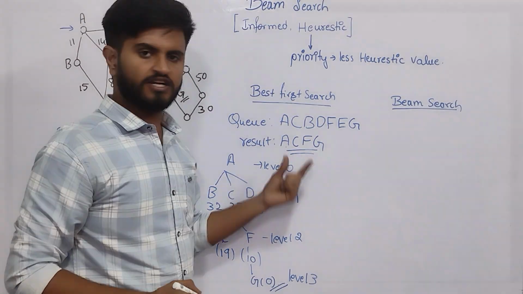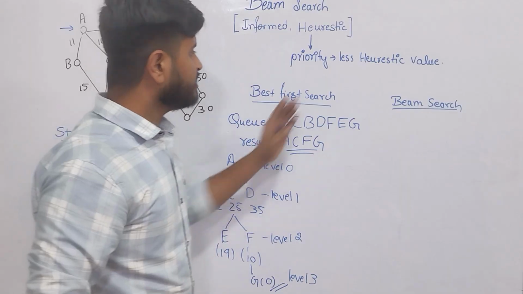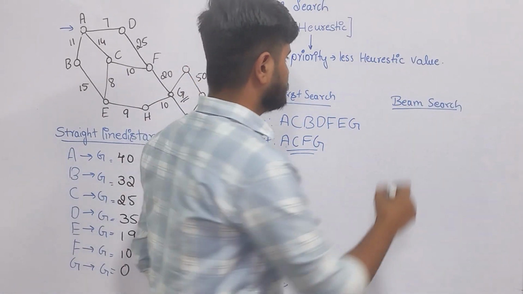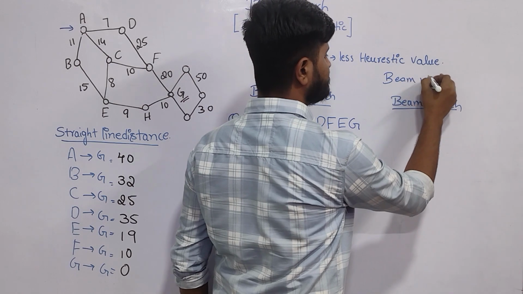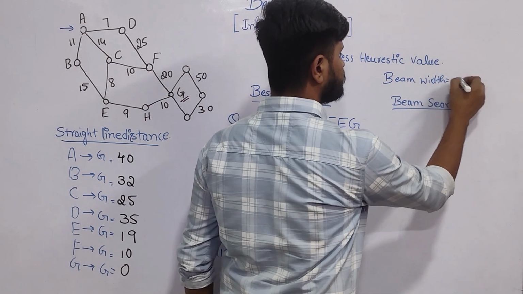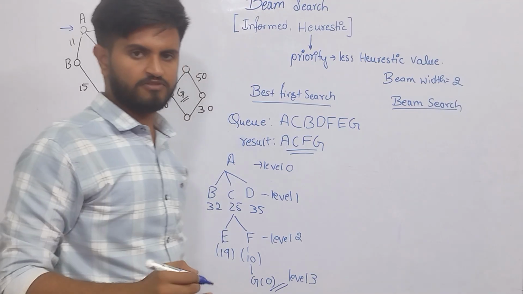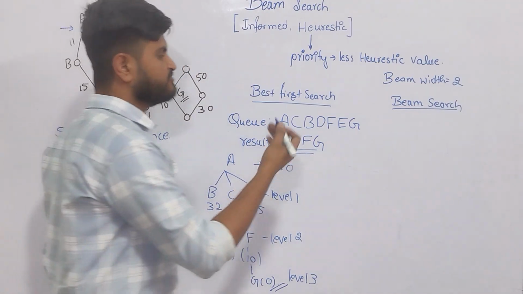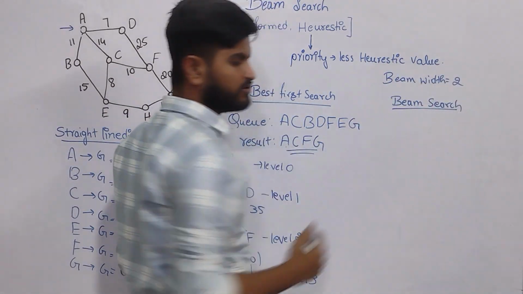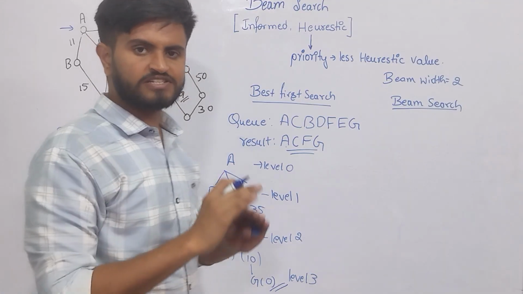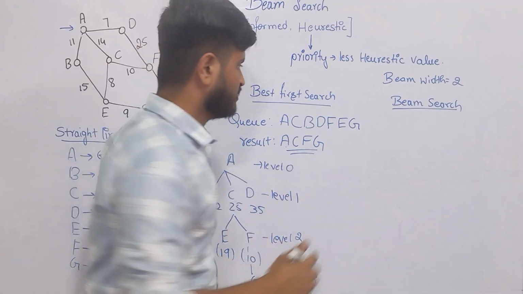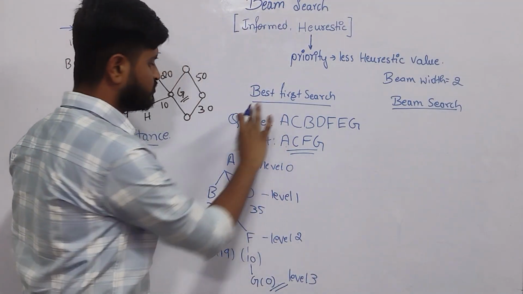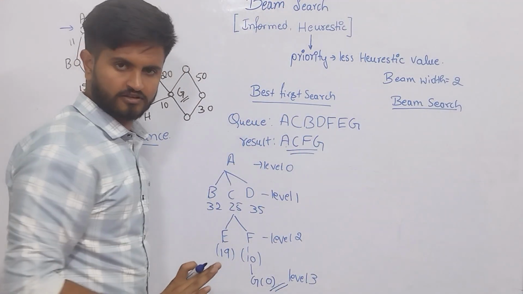From initial to final state, now I can. But in the beam search algorithm, there will be a set limit, that is, the beam width will be given. Let us consider the beam width as 2. What beam width as 2 refers to is that you are setting the limit, that is, the 2 best paths will be chosen.